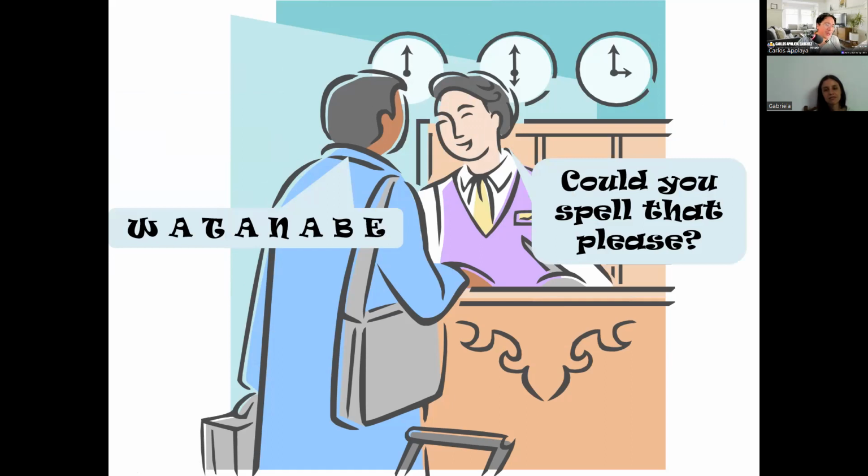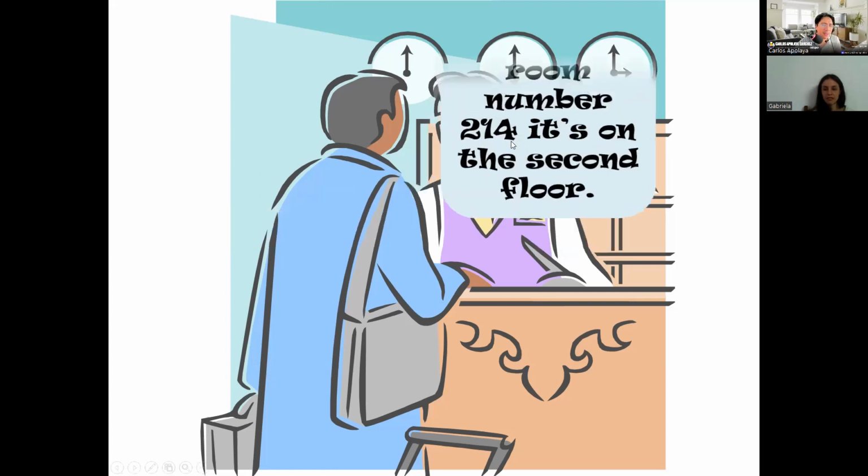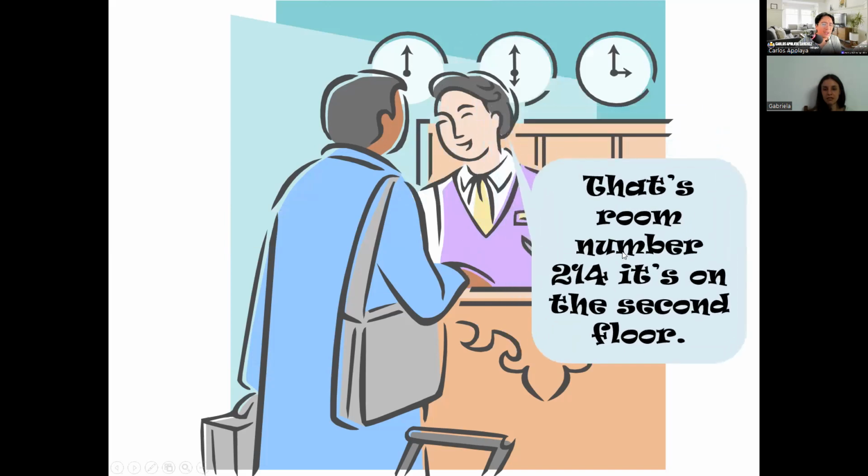Can you show me your identification? Can you show me your passport? So this person will not spell the word or the name, so you can see the name and you can type it. Yes. That's room number 20.